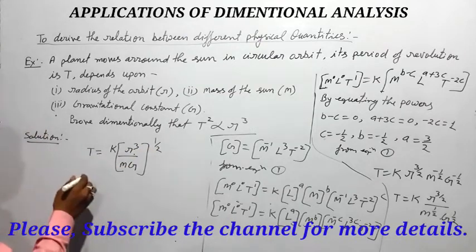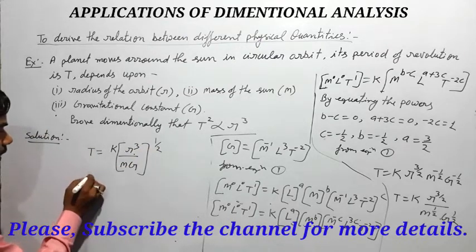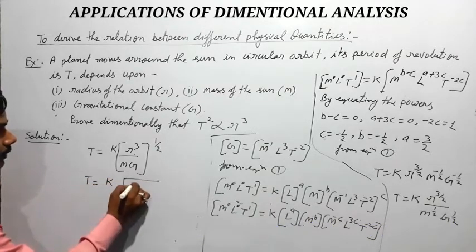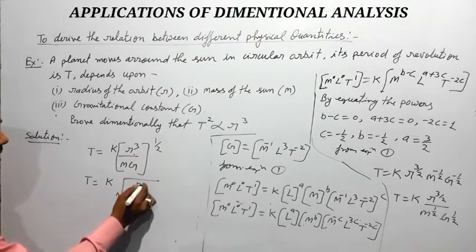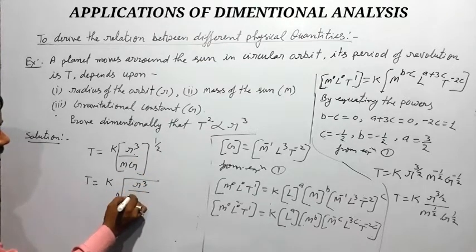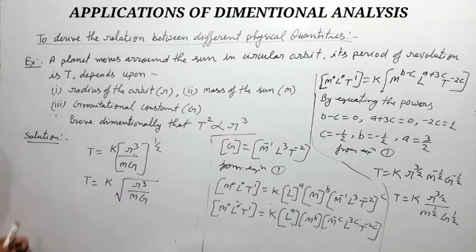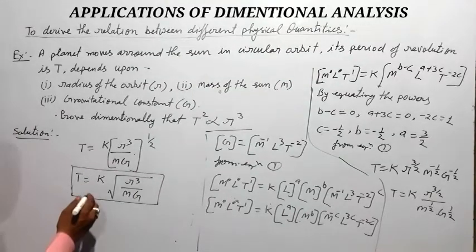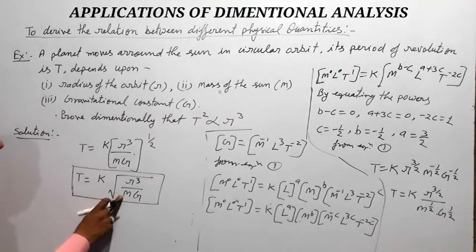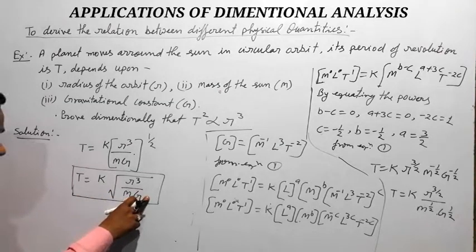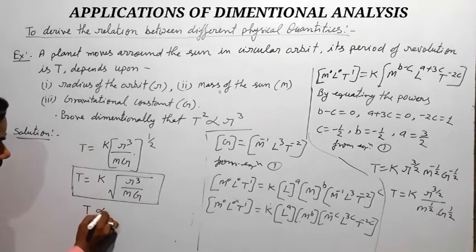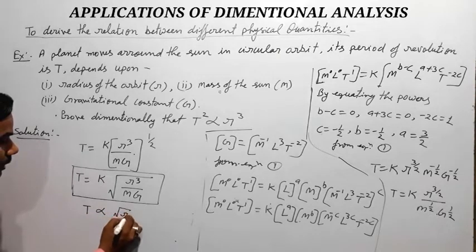So we can write T equals k, whole power 1 by 2, we will write root of r cubed divided by M G. Okay, so this is the final answer. Here k is the proportionality constant, M is the mass of the sun, which is also constant, and G is the universal gravitational constant, which is a universal constant. So we can write T is directly proportional to root r cubed.